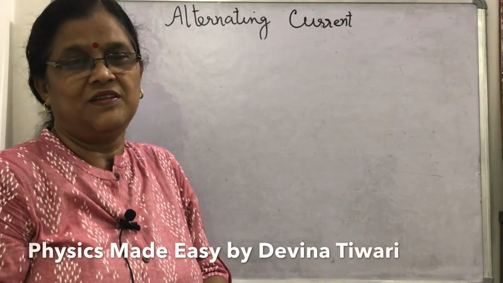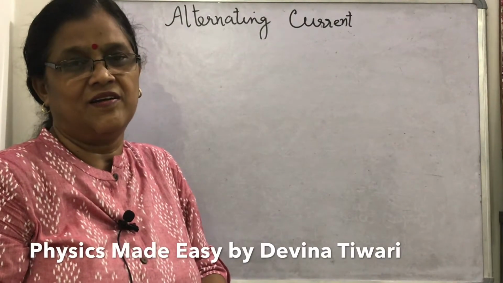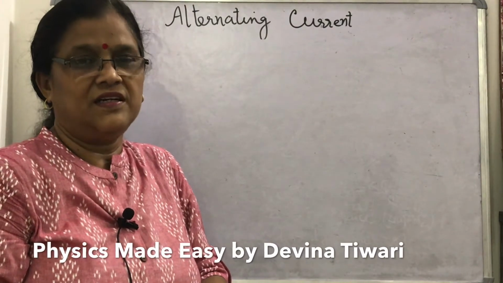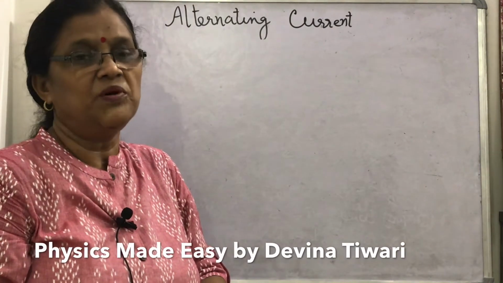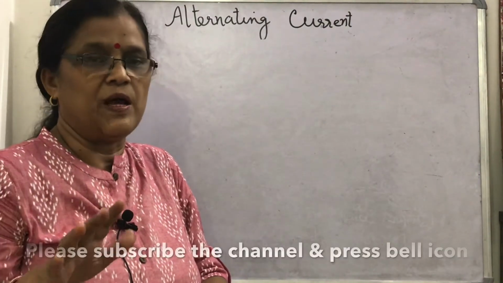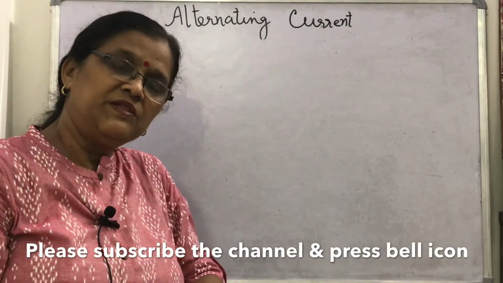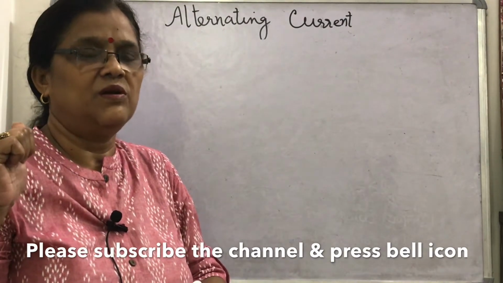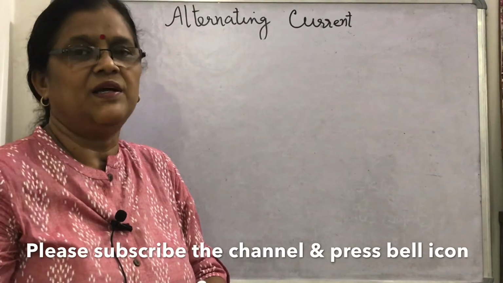Welcome viewers to the topic alternating current. Today we will see what will happen when a coil, that is an inductor, and a resistance are both connected in series with the AC source. In the previous video we have seen them separately, not in combination.